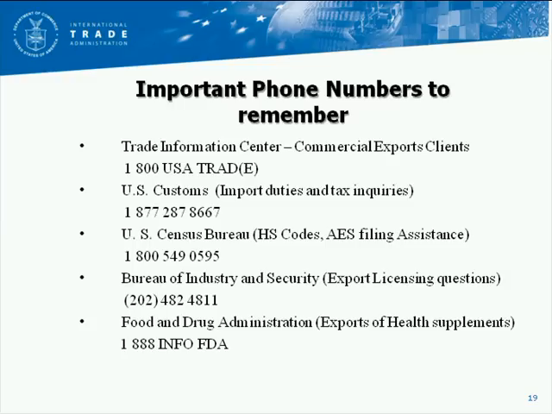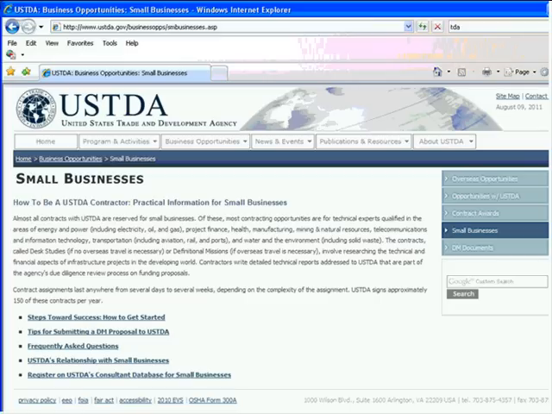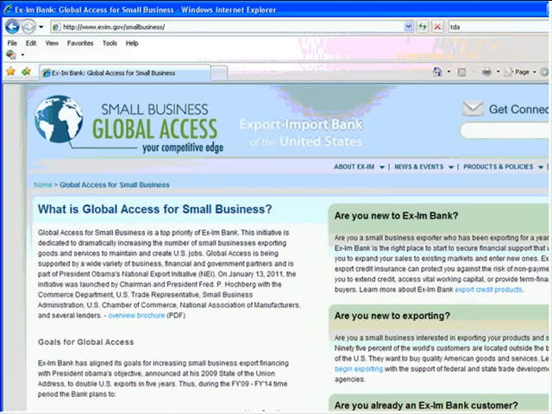Okay, and I just want to show you, every agency has specific programs targeted or geared for small business. USTDA has a specific page on how they can assist small businesses. Export-Import Bank also has a small business global access program. Definitely take advantage of it.